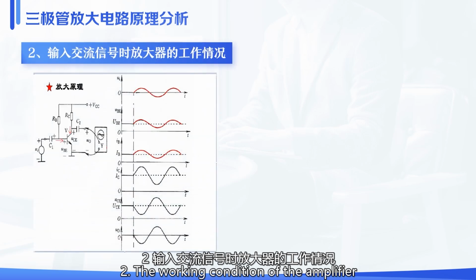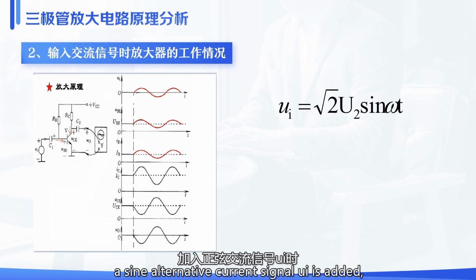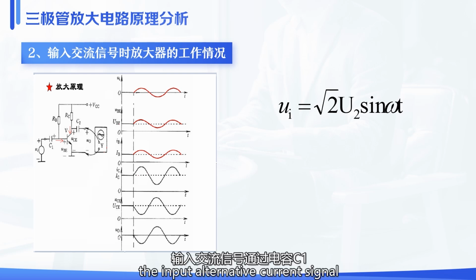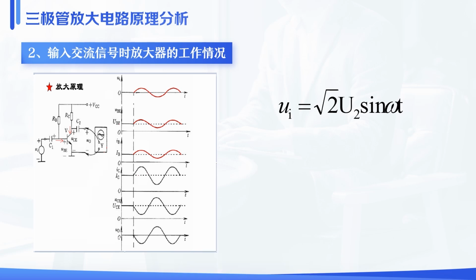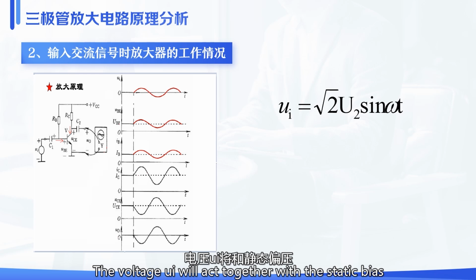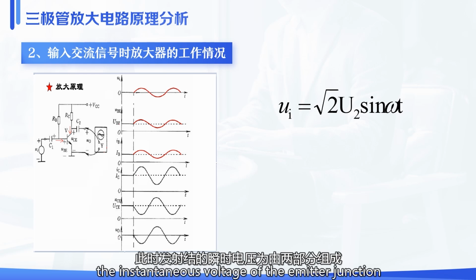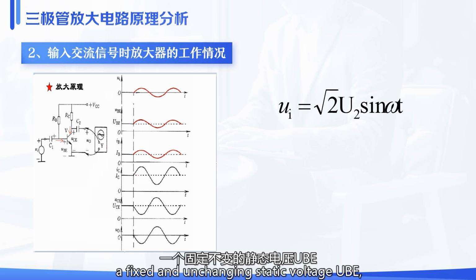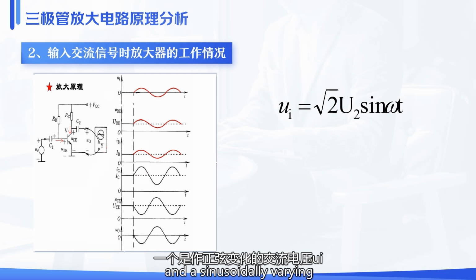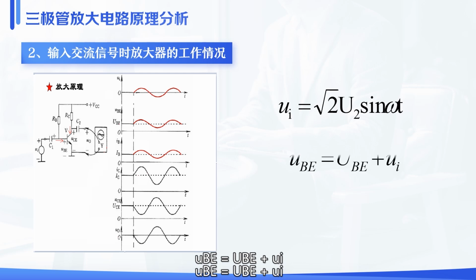2. The working condition of the amplifier when an alternating current signal is input. When at the input end of the amplifier an alternating current signal UI is added, the input alternating current signal passes through capacitor C1 and is added to the emitter junction. The voltage UI will act together with the static bias on the emitter junction of the transistor. At this time, the instantaneous voltage of the emitter junction consists of two parts: a fixed and unchanging static voltage UBE, and a sinusoidally varying alternating current voltage UI. UB equals UBE plus UI.